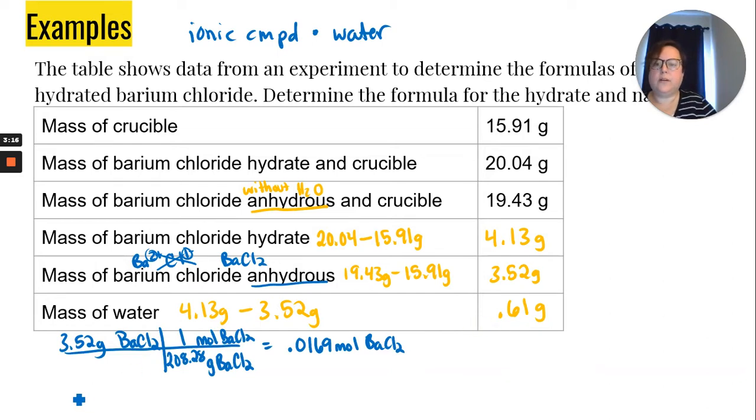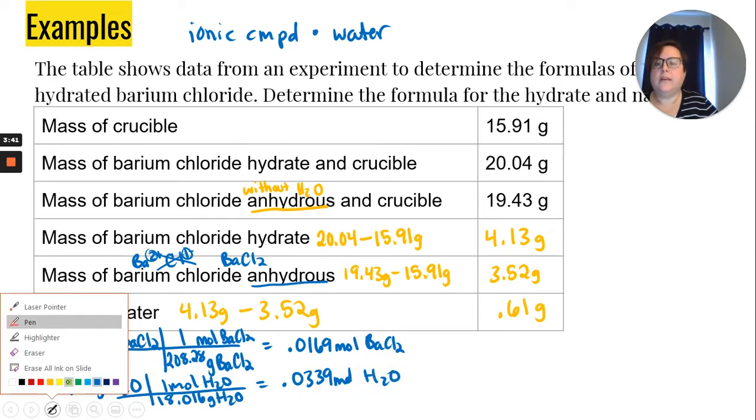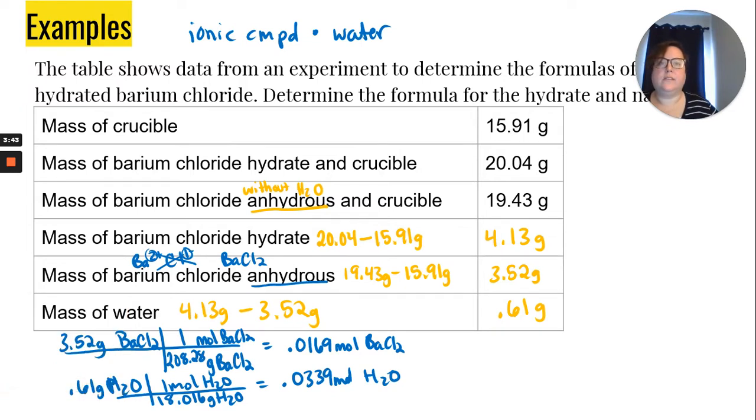So we take the mass of water, 0.61, and we convert it to moles. So the mass of water, 2 hydrogens plus an oxygen, and then that's 1 mole of water. Multiply and divide, and we get 0.0339 moles of water. Once we have our moles, then we divide by the smallest.